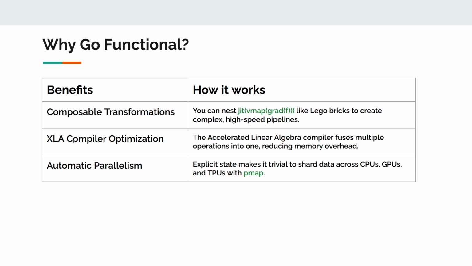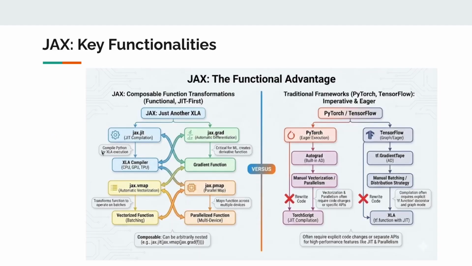Then comes XLA compiler optimization. Using this specific compiler, we fuse multiple operations into one so that we can reduce the memory overhead. And then comes automatic parallelism, which is our pmap function. It can shard your data across multiple CPUs, GPUs, TPUs and perform all the operations in parallel.